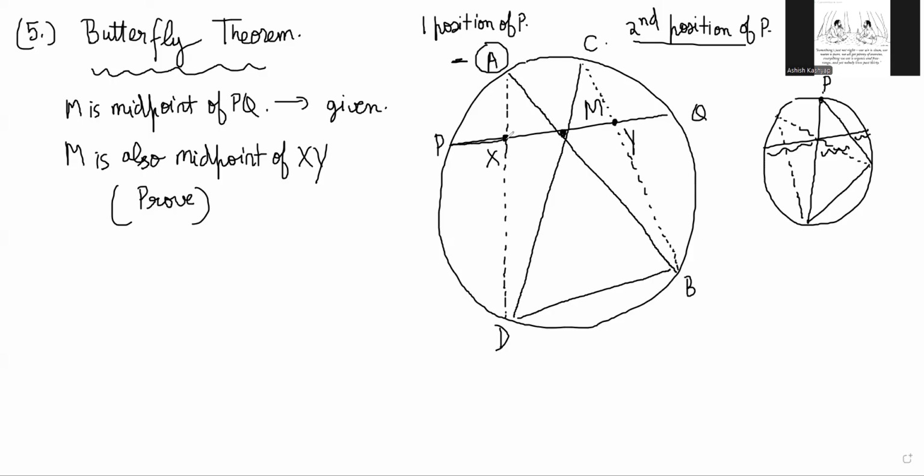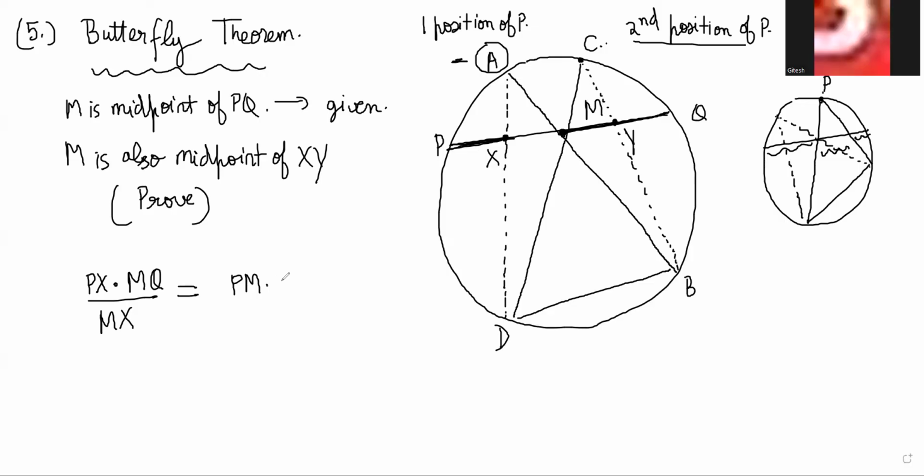So we can say that PX into MQ by MX is constant, right? Yes, sir. PX into MQ by MX should be the same as for the second position of P, which is C: PM into QY divided by MY, right? These two should be equal by Haruki's lemma, right?